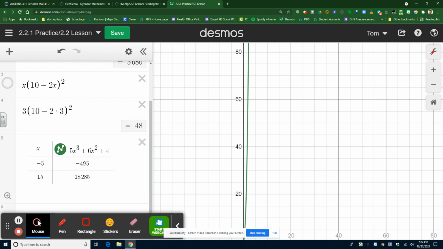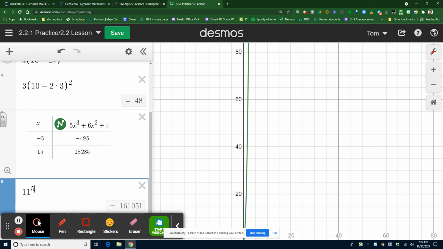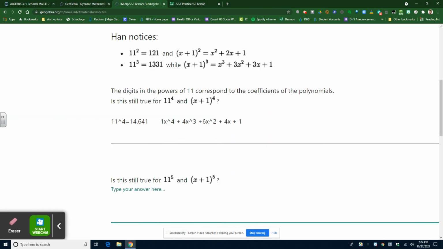Oh, my tools are back. Cool. I take 11 to the 5th power: 161,051. I'm going to put that down first. 161,051, with commas, not periods or decimals. This one's a little harder because of the 0. So I'm going to put some spaces in here.